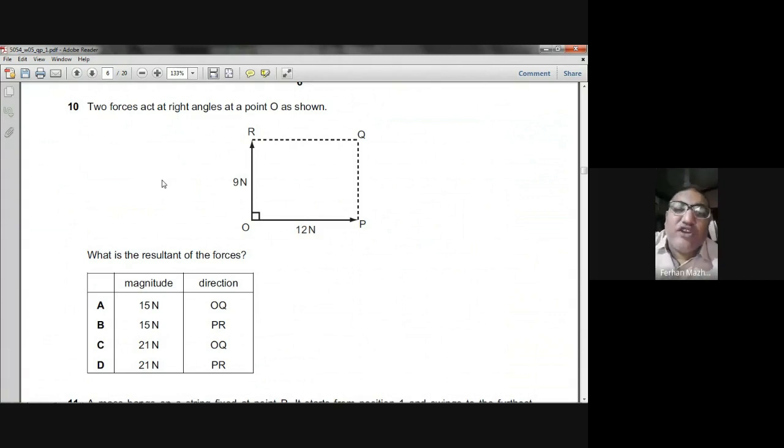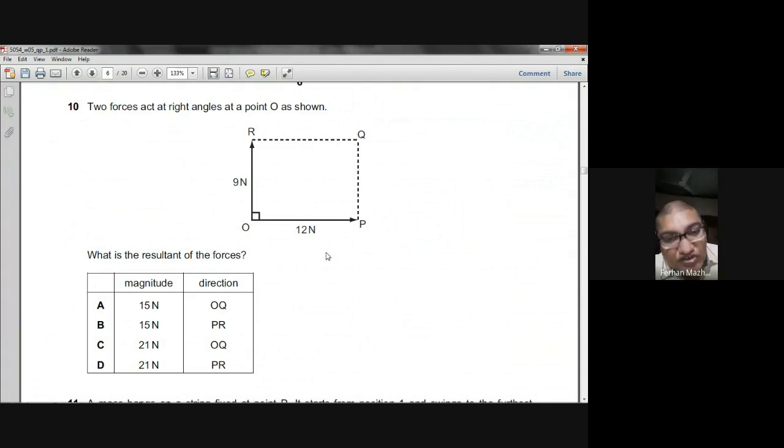So we are on question number 10. Two forces act at right angles at a point O as shown. What is the resultant of the forces? You see, here we have two forces. I want their resultant. Both the forces make a 90-degree angle with each other, and we have put these forces in such a way that their tails are joined.